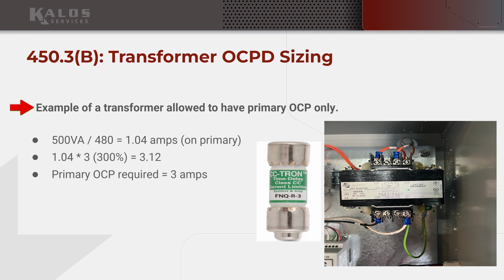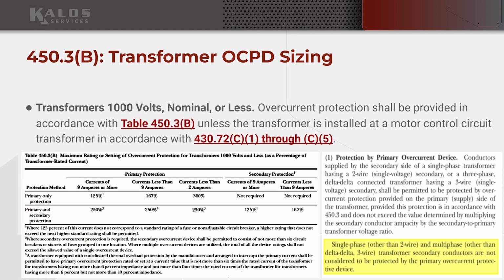If we go back to our table here, we can see that we have some scenarios that say if currents are 9 amps or more, then our primary overcurrent protection has to be 125% of the transformer rated current. If it's less than 9 amps, then we're allowed 167%. If it's less than 2 amps, then we're allowed 300% as a percentage of the transformer rated current.